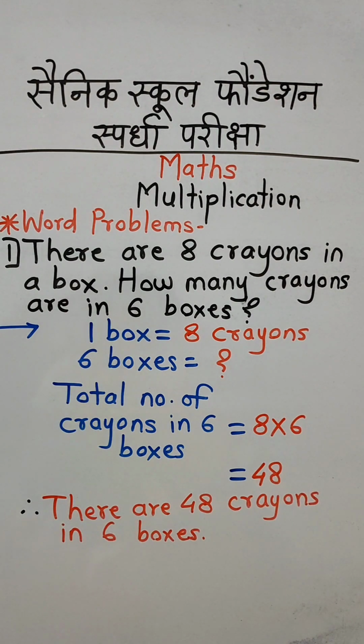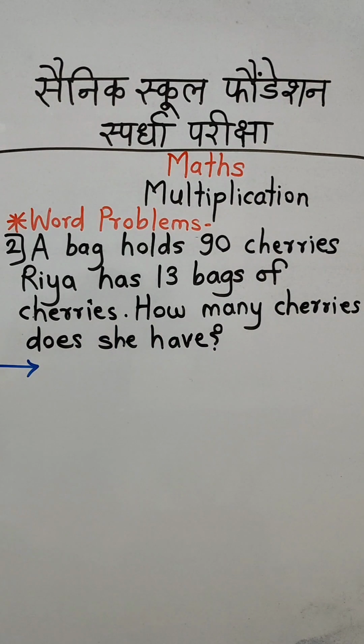So therefore there are 48 crayons in 6 boxes. In this way we can solve multiplication word problems. Now suppose you are given the second example. A bag holds 90 cherries. Ria has 13 bags of cherries. How many cherries does she have?